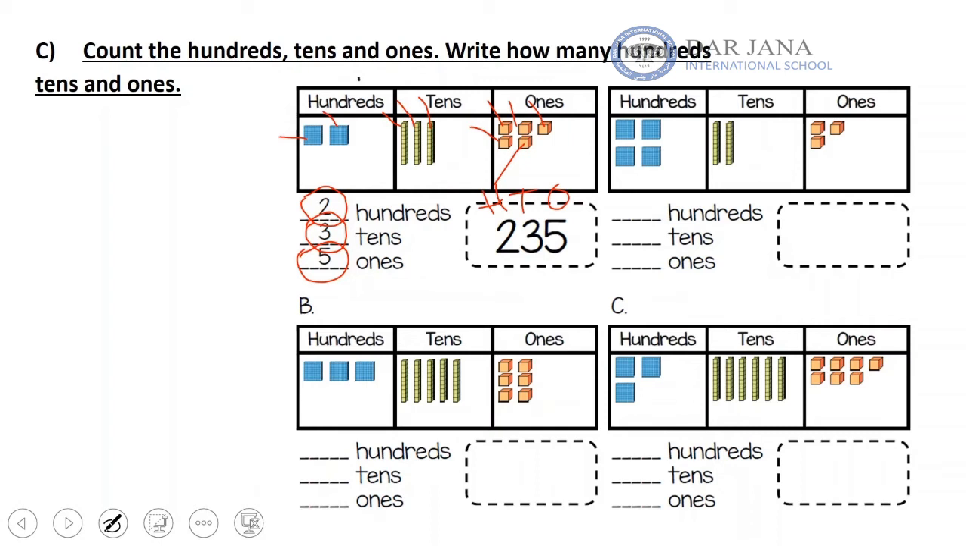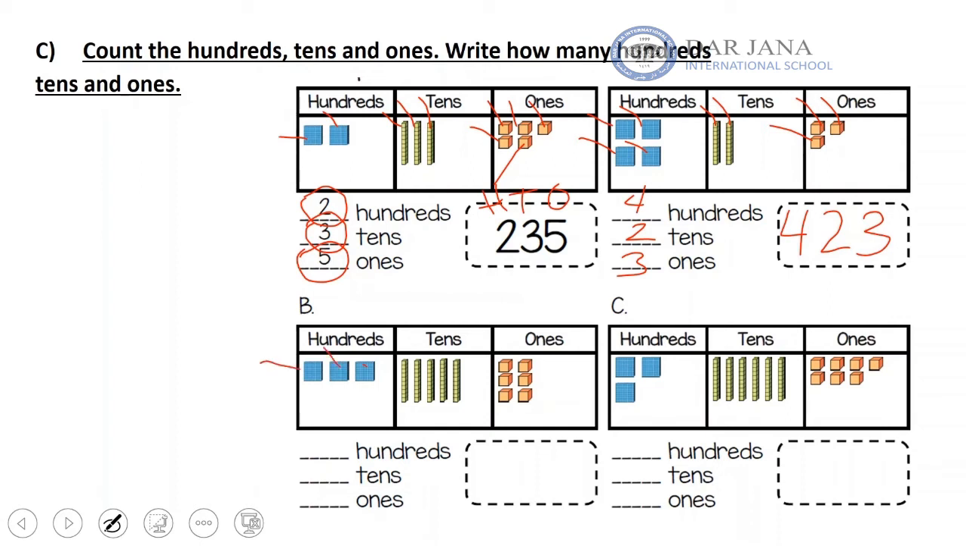Now, let's go next. How many hundreds do you see? 1, 2, 3, 4. So it's 400. How many tens? 1, 2. Very good. How many ones? 1, 2, 3. 3 ones. So when I have 400, 2 tens, 3 ones, the answer will be 423. Very good.